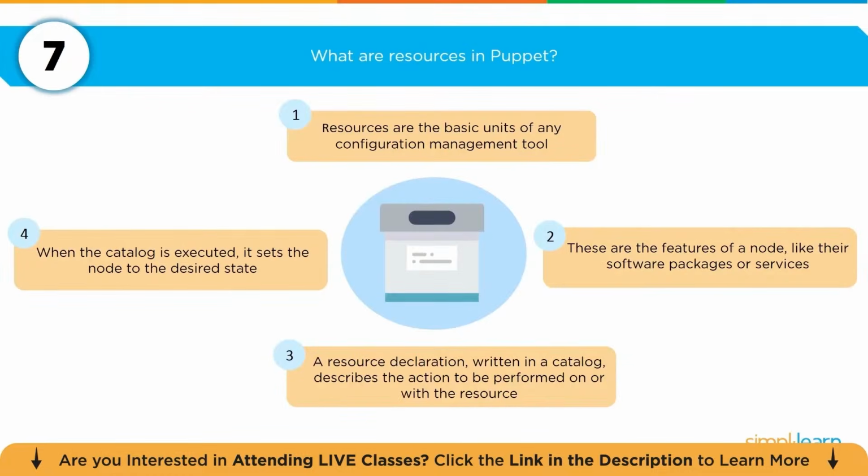So what are the resources in Puppet? Well, fundamentally, there are four. The resources are a basic unit of any configuration management tool. They are the features of the nodes. They are the written catalog and the execution of the catalog on a node.